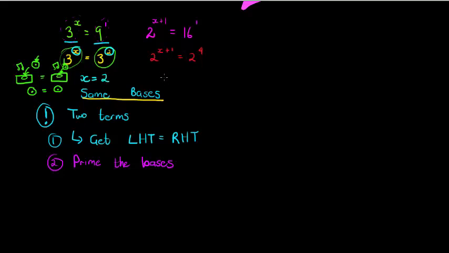In this case, it must mean that my exponent on the left is equal to my exponent on the right. Why? Because the left-hand side is equal to the right-hand side, and the left-hand base is equal to the right-hand base. That must mean that my left-hand exponent is equal to my right-hand exponent. So x plus 1 is equal to 4. Now, I can subtract 1 from both sides, which means x is equal to 3.